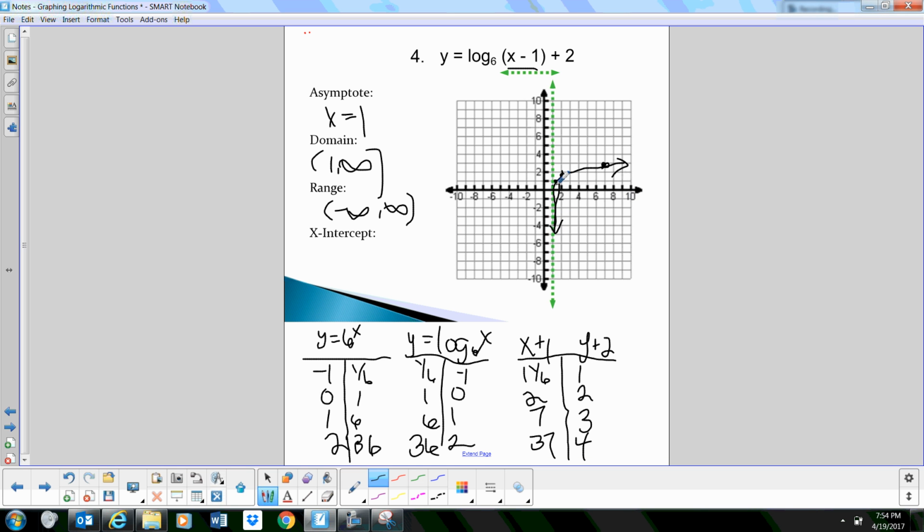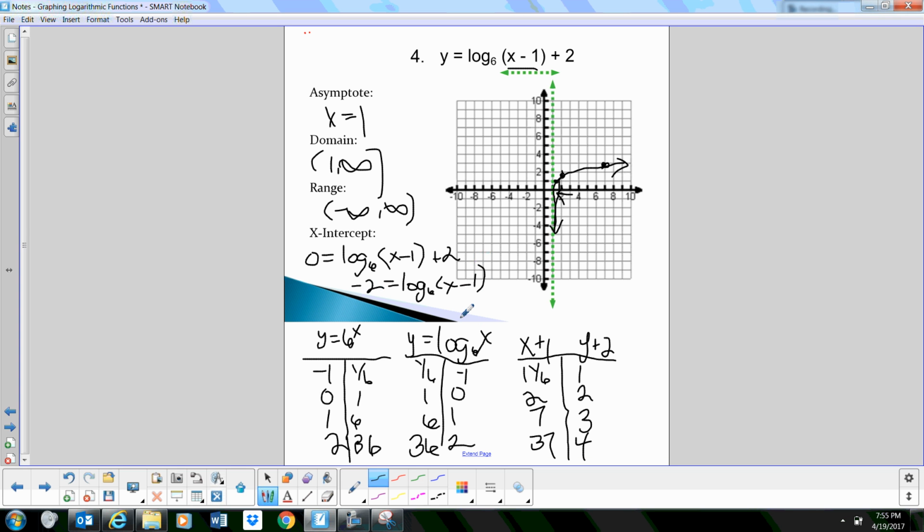Now what we need to do is find this x-intercept. To find the x-intercept, we're going to set the function, or replace y, with a 0. So let's solve for this one. This one's going to be a little trickier. So first thing we do is solve for x. So we'll have -2 is equal to log base 6 of x minus 1.